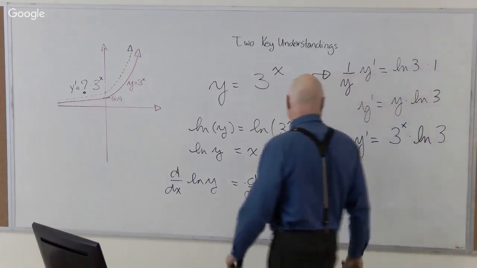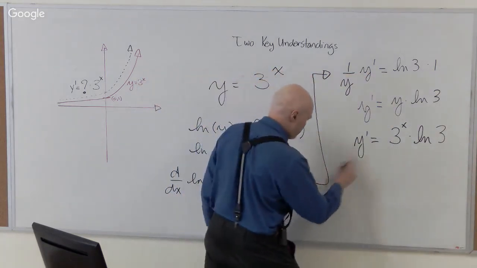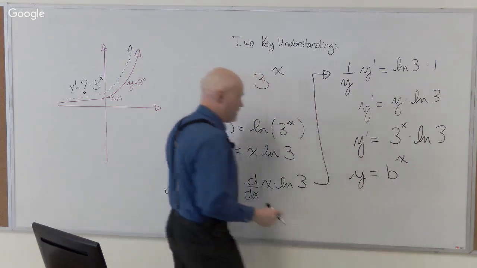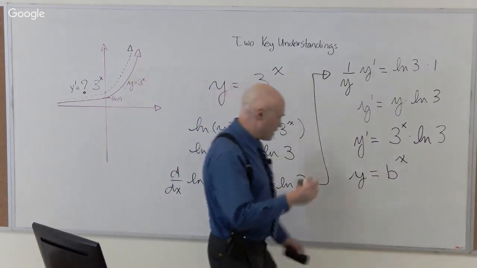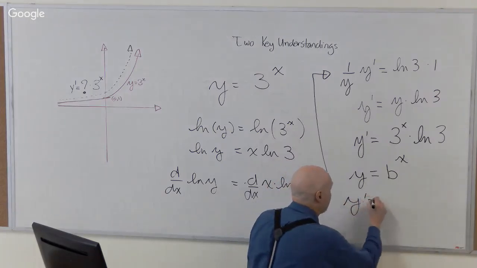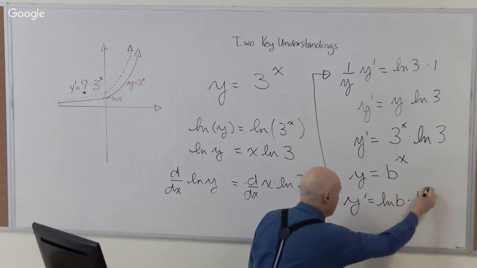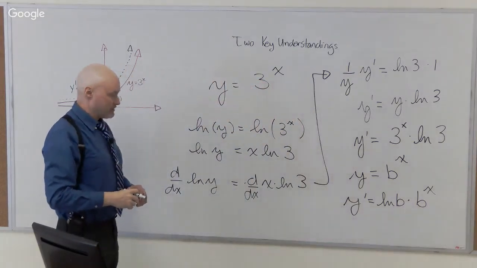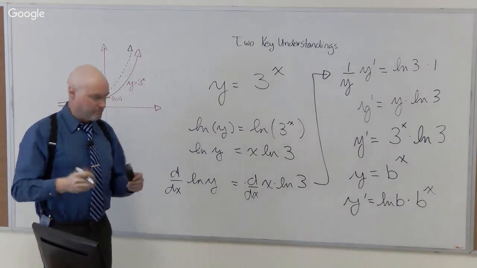Okay. So we can just generalize this. If we have y equals some weird base b to the exponent x, and that b could be the Euler number, it's just really easy to take the log then. Then y prime is equal to the natural log of the base times the exponential function. Okay. That was that. Pretty easy, eh?